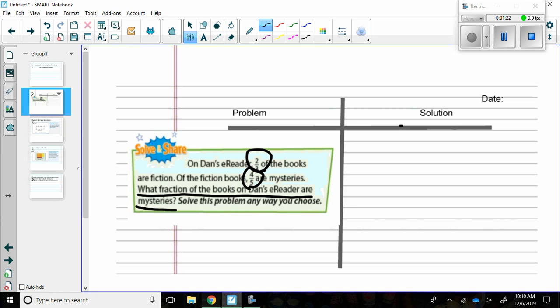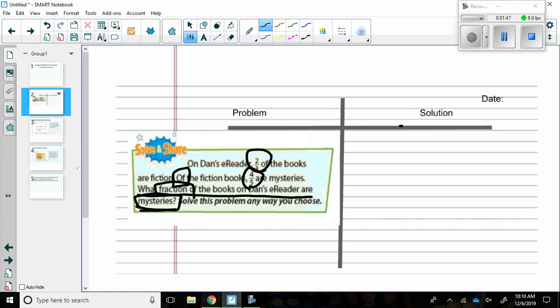Now I want to box the key words. When I see the word of, that often is a clue that I'm multiplying. I also want to box the word fraction because that'll let me know that the answer I get will be a fraction. And I also think it's important that I need to know that at the end my answer is going to be how many mystery books.